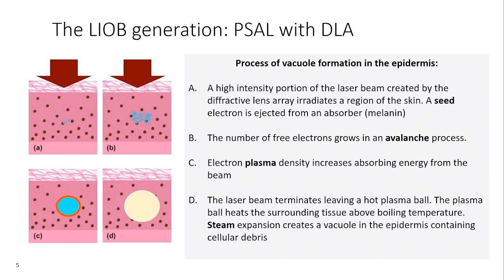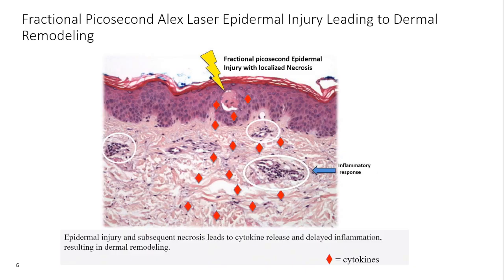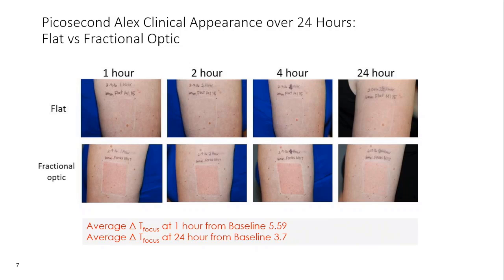Number one, when you use the diffractive lens array, you do make an LIOB, okay? You basically make a little steam bubble from a plasma ball in the epidermis. It does heat, but the heat is confined to the LIOB. What you also do when you do that is you create an injury that creates cytokines and chemokines, that leads to an intense inflammatory response.